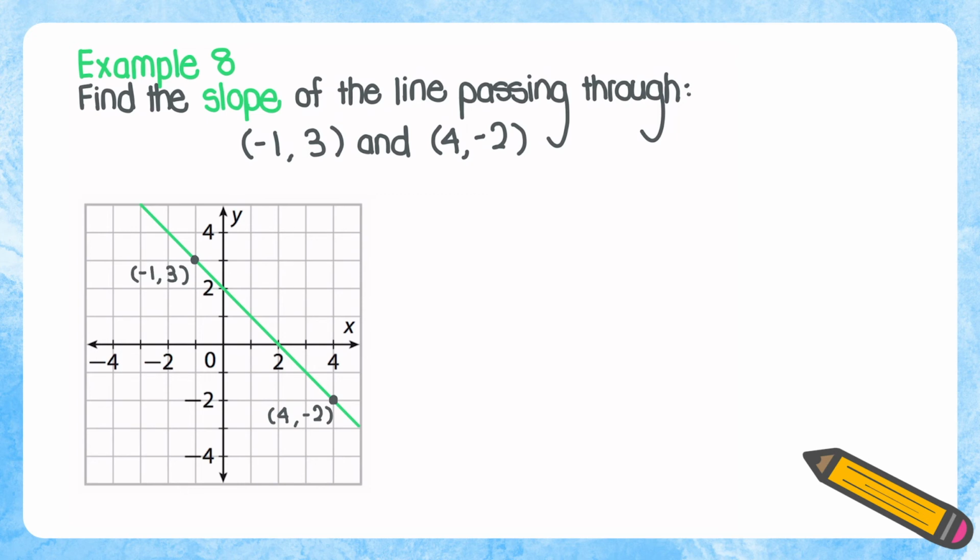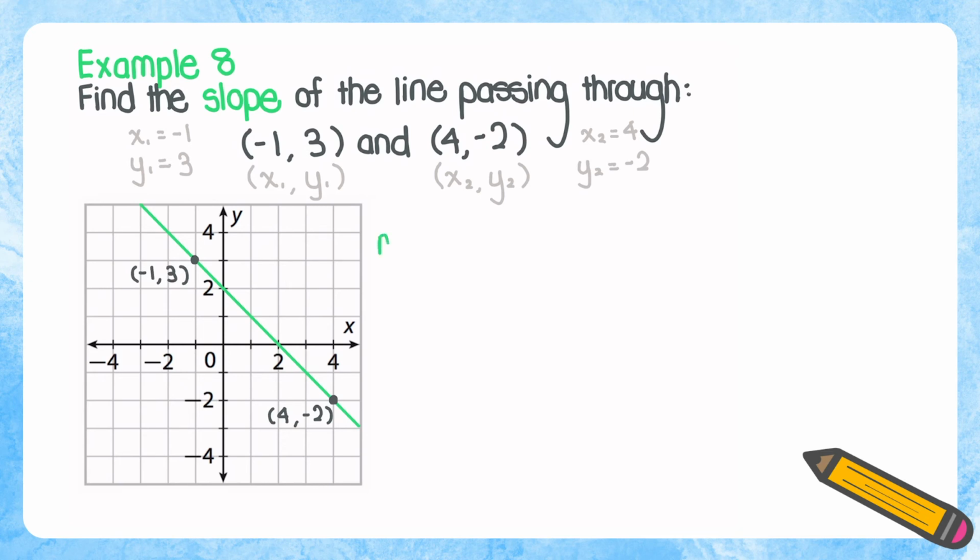So first things first, let's label each part of the 2 points. So x sub 1 comma y sub 1, and I also have x sub 2 comma y sub 2. X sub 1 equals negative 1, y sub 1 equals 3. X sub 2 equals 4, and y sub 2 equals negative 2.